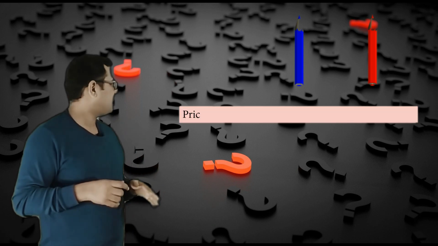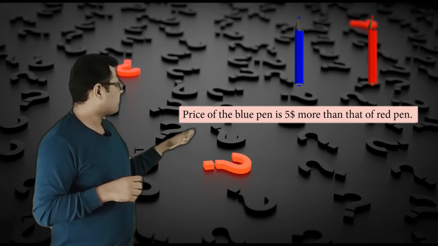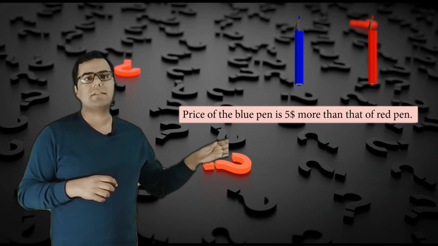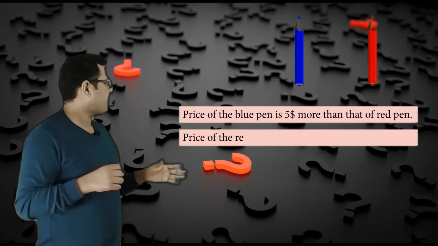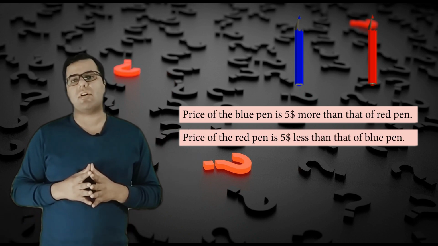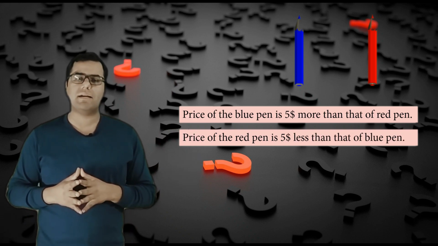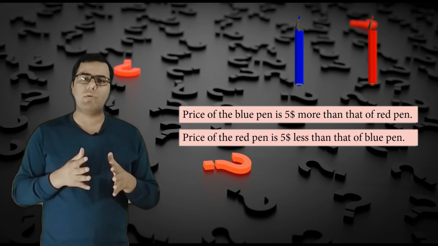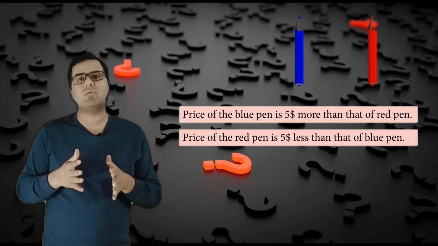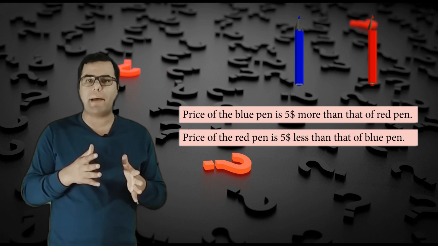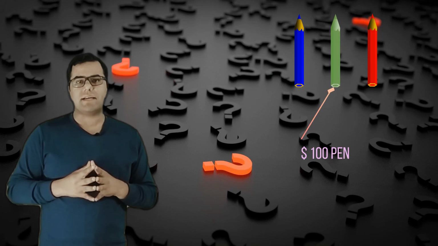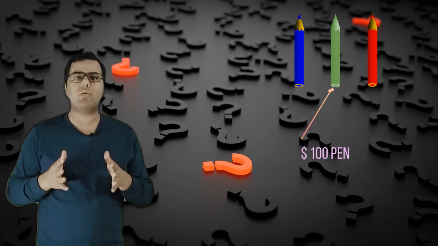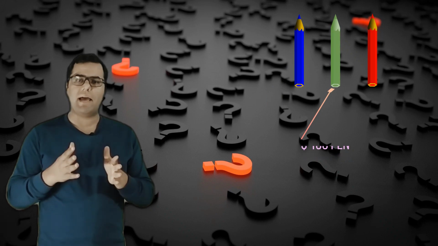What I say is that the price of the blue pen is $5 more than that of the red pen, or I can say that the price of the red pen is $5 less than the blue pen. What I have done is find the comparison through difference between the prices of the two pens. Now let us suppose there was also a very expensive pen. This pen was worth $100 and it was a green pen.